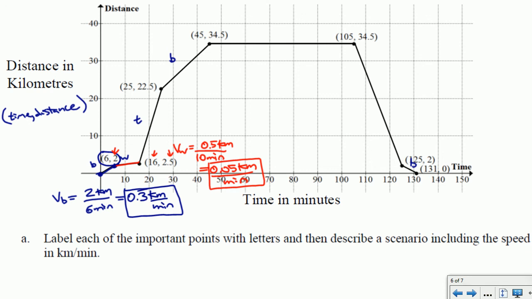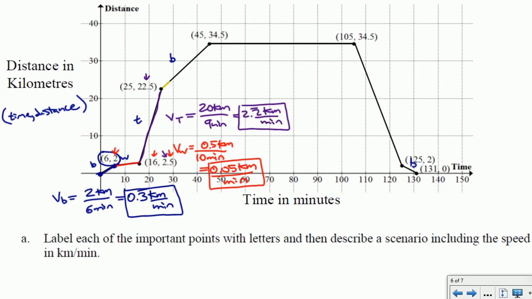For the next leg, he gets on the train at 16 minutes and then gets off the train at 25 minutes. So his speed on the train will need to incorporate a 25 minus 16 minute time, and 25 minus 16 is 9 minutes. The distance he's covered on the train goes from 2.5 kilometers to 22.5 kilometers. So total distance here is 20 kilometers. And if you go 20 divided by 9, that gives you 2.2 repeating kilometers per minute.